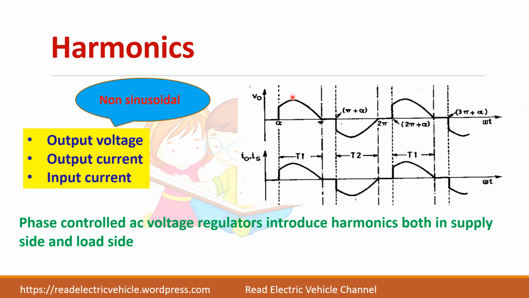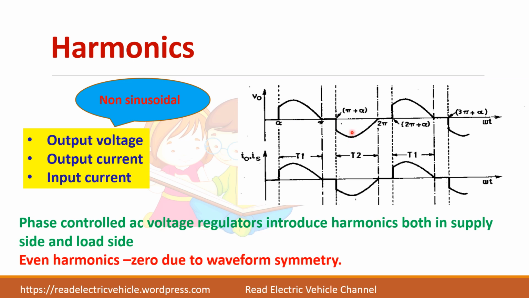The other thing is that the waveform is similar in both half cycles, that is, the positive half cycle is symmetrical to the negative half cycle. So even harmonics will be 0 and the waveform contains only odd harmonics.